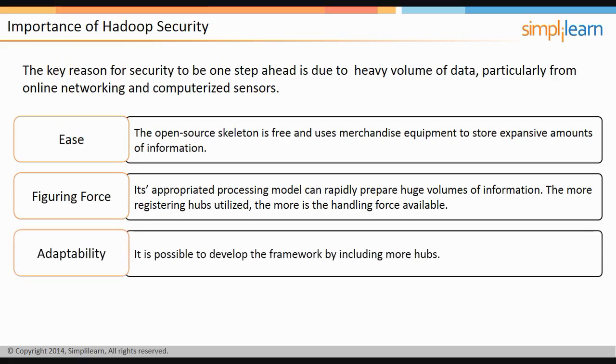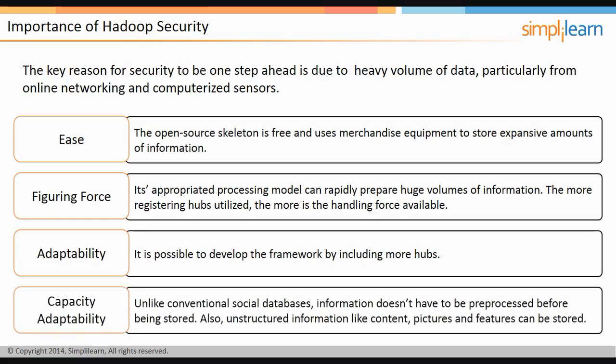Scalability. You can easily grow your system just by adding more nodes. Little administration is needed. Storage flexibility. Unlike other traditional relational databases, you don't need to pre-process information before storing it. Also, it can incorporate unstructured information like text, images, and videos. You can store as much information as you need and decide how to use it later. In the next screen, we will understand the concepts of Hadoop's security system.